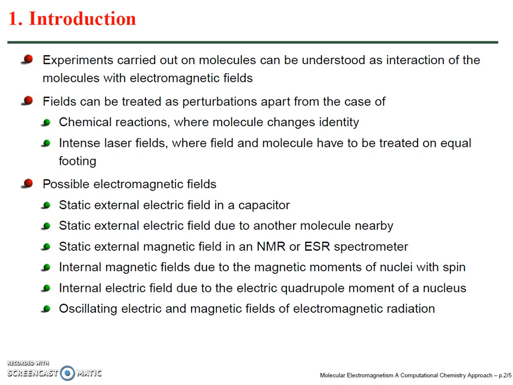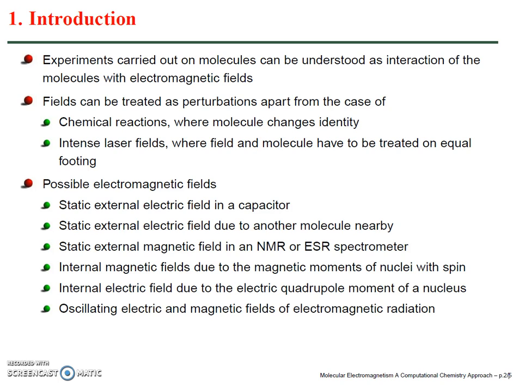Most, if not all, the experiments which we can make with molecules can be understood and therefore also theoretically described as the interaction of the molecules with some electromagnetic fields. And in the theoretical description, these fields can then be treated as a perturbation of the molecule, apart from some cases, like for example a chemical reaction, where the molecule changes identity and therefore is not only perturbed, or an intense laser field, where for a proper description it is necessary to treat the field and the molecule on equal footing. What kind of fields are we talking about?